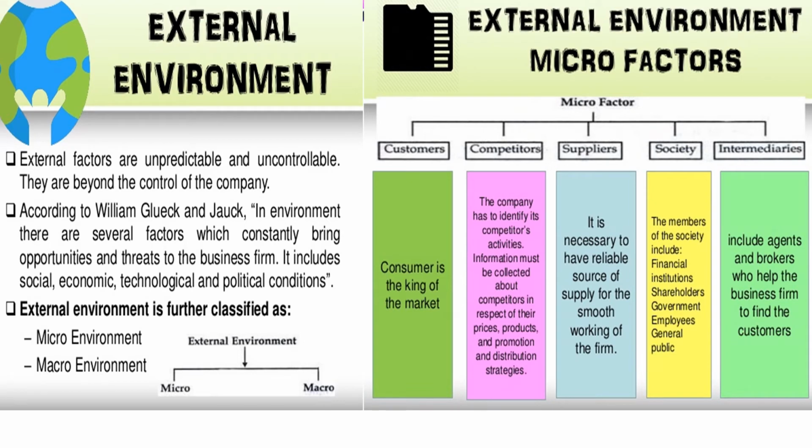Okay, we have external environment. External environment are factors unpredictable and uncontrollable. They are beyond the control of the company. According to William Glueck and Jauch, environment are several factors which constantly bring opportunities and threats to the business firm. It includes social, economic, technological, and political conditions. And there are two kinds of external environment. We have micro and macro environment.